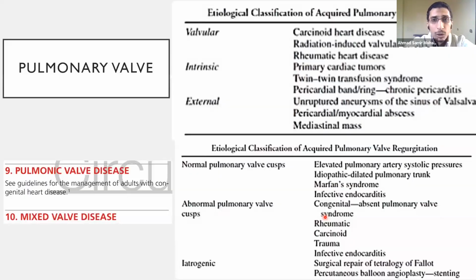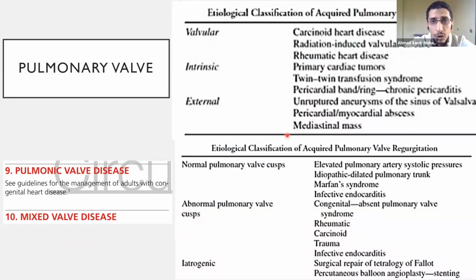Acknowledging that the pulmonary valve etiologies are mostly congenital, the very recent American guidelines that were published a few days ago jumped from section 9 on pulmonary valve disease directly into section 10 on mixed valve disease, reporting that pulmonary valve disease should be looked at further in the guidelines for the management of adults with congenital heart disease.